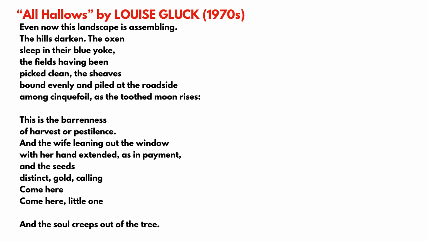Even now, this landscape is assembling. The hills darken, the oxen sleep in their blue yoke, the fields having been picked clean, the sheaves bound evenly and piled at the roadside among cinquefoil as the toothed moon rises. This is the barrenness of harvest or pestilence. And the wife leaning out the window with her hand extended as in payment, and the seeds, distinct gold, calling, come here, little one. And the soul creeps out of the tree.